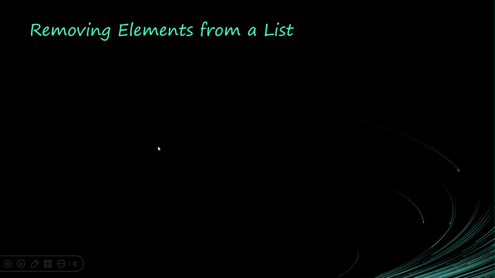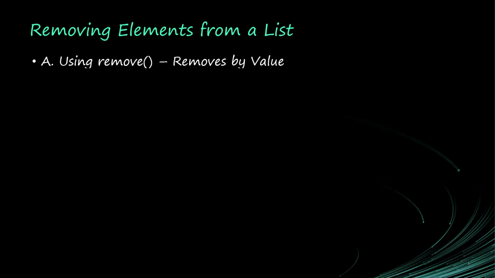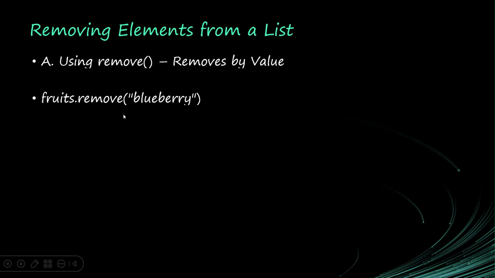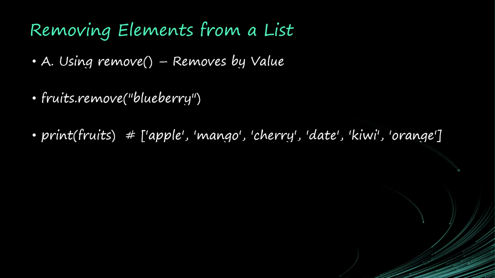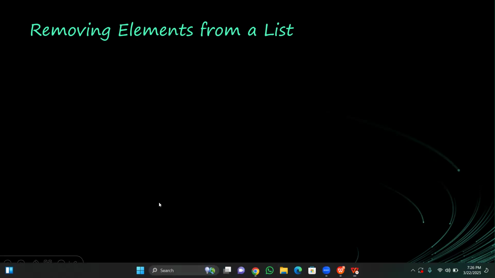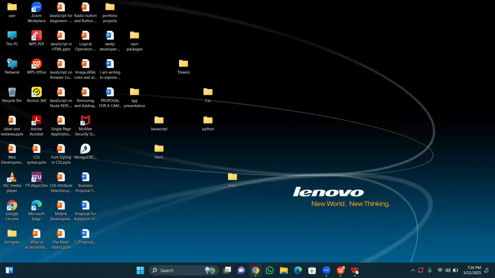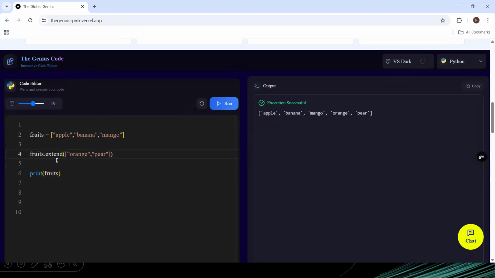So how do you remove elements from a list? You can use the remove method. The remove function will remove by value. So you have to give it the name of the element, the element itself. If I want to remove banana, I will say fruits dot remove, banana.